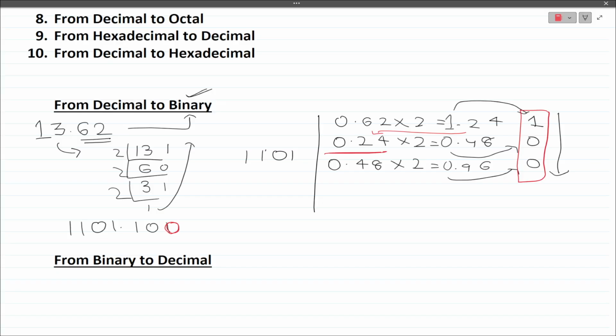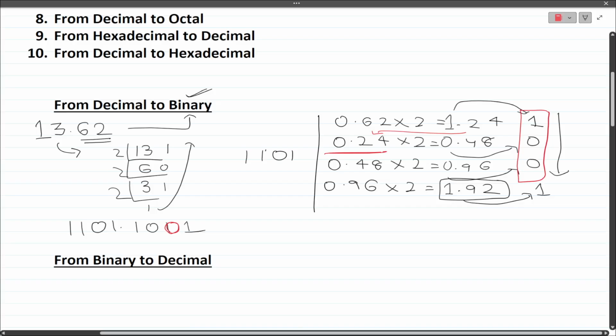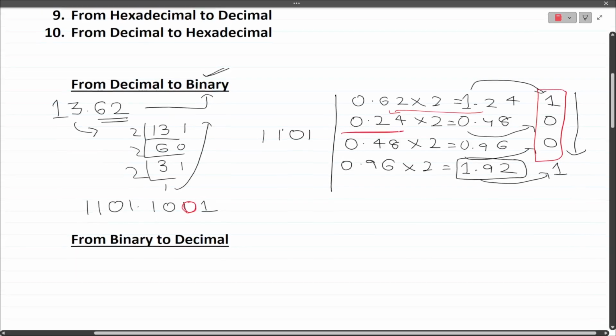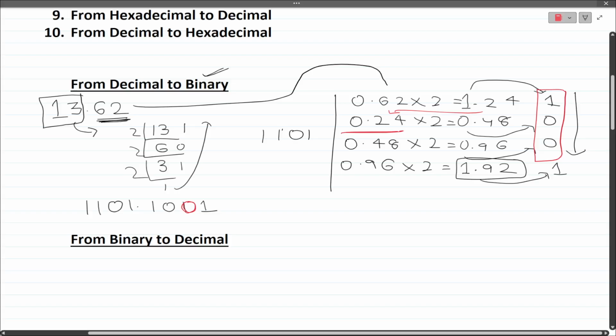If the question would have been to take 4 digits, what would I be doing? I will again take 0.96 into 2, which is 1.92. I will take the non-decimal part of this expression, that is 1, so I can also place 1 over here if I want to expand it to 4 digits. It's always up to you. Have you understood? The non-decimal part we have already discussed in our previous class, and now you must be understanding how to deal with the decimal part.